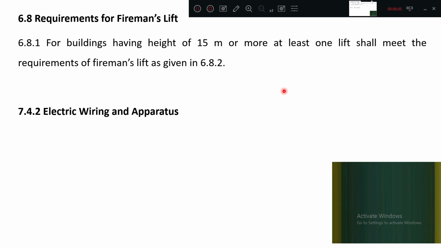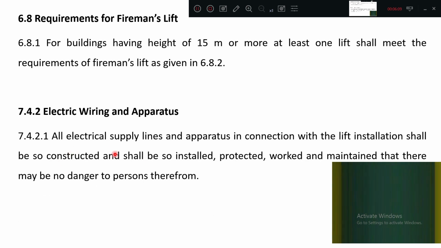Electric wiring apparatus. What is electric wiring apparatus? All electrical supply lines and apparatus in connection with the lift installation shall be so constructed, installed, protected, worked and maintained that there is no danger to persons therefrom. All the connections, all the wiring, all the panels should be installed, protected and worked according to the Electricity Act. That's all.